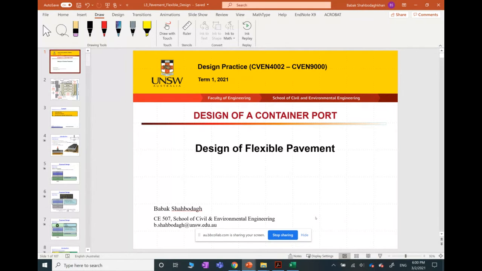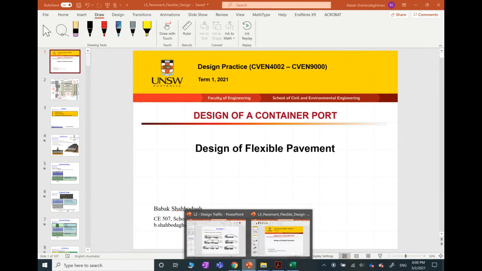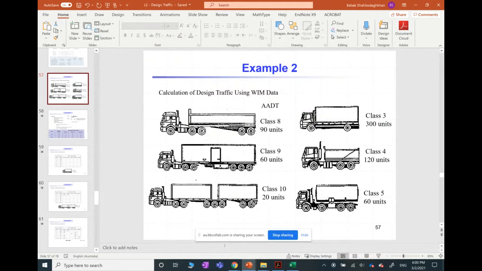In this lecture, I'm going to talk about the design of flexible pavement. But before that, if you remember, in the previous lecture, we talked about the design traffic as the load applied to the flexible pavement. So this is one of the input data we need in order to design the flexible pavement. I explained how to determine the damage index and also the number of repetitions of the load for the design life of the pavement you want to design. And there was one example left that I'm going to solve here for you.